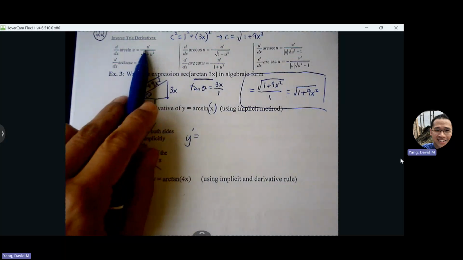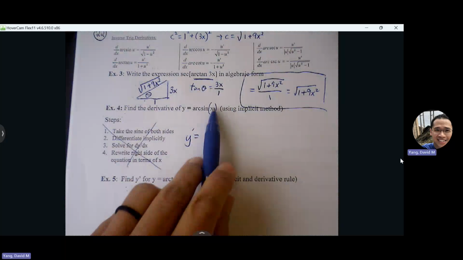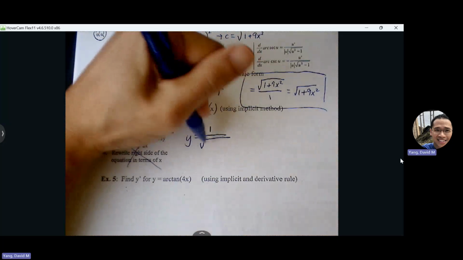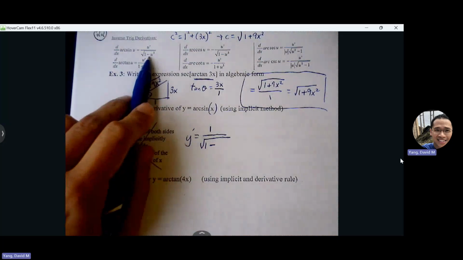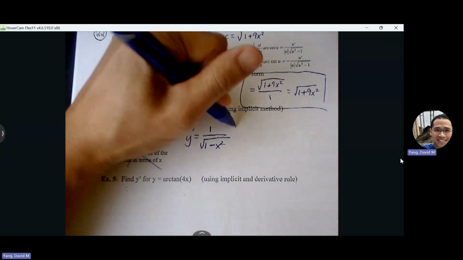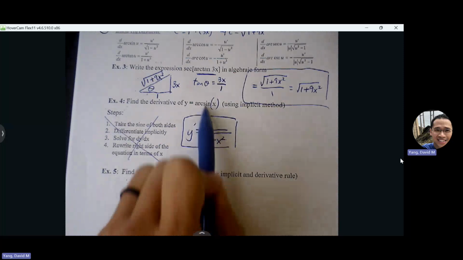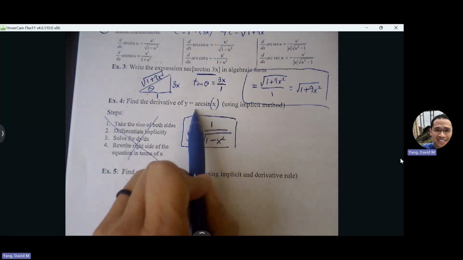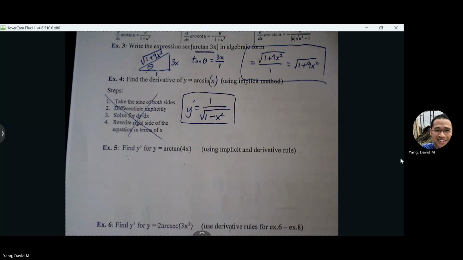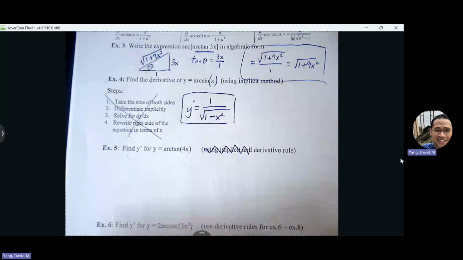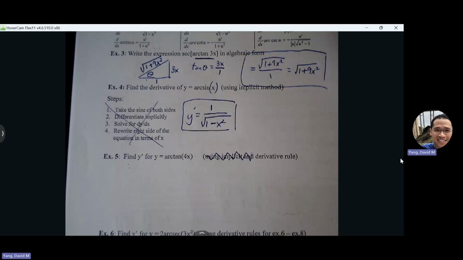Okay, so let's follow the rule. U prime, what's u prime going to be? 1, yep. Over the square root of 1 minus u squared. x squared, yeah, and that's it. So this is the slope formula for whatever this graph looks like. Okay. And we're not going to do the implicit, we're just going to practice the derivative rule here.